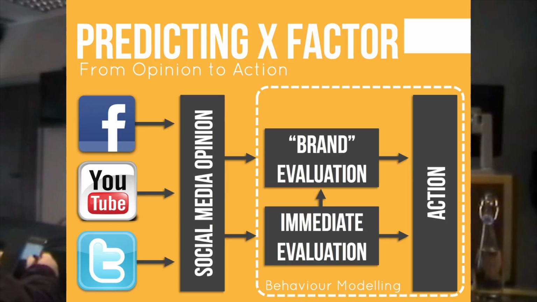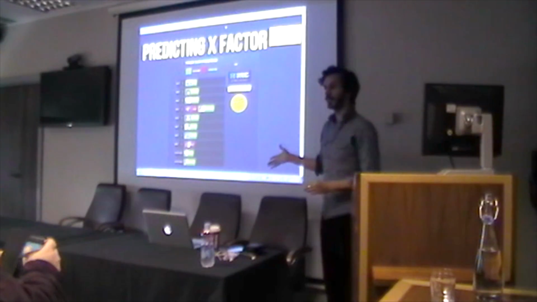So we used Facebook, YouTube, and Twitter. Some of this goes through natural language processing algorithms, some of it doesn't. Every week we know who gets voted off, so we know if we're getting it right or wrong. We put it all into a behavioural model. We did a live prediction on the website as it was running.